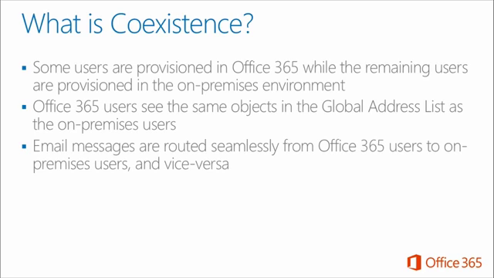So coexistence means seamless email, global address list, and really having a great experience when it comes to mail flow. They both see everyone in the GAL. They both have Contoso.com, even though some of them are on Exchange on-prem, some of them are on Office 365. And they can mail each other, and the mail just flows nice and naturally.